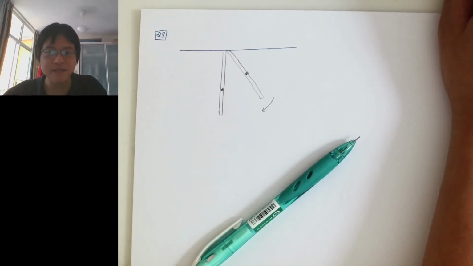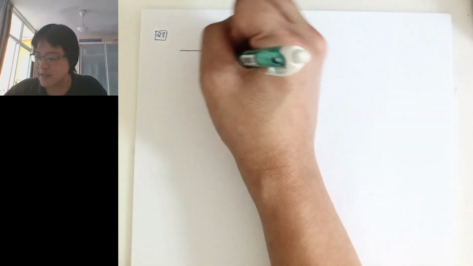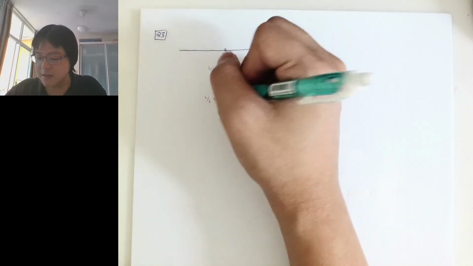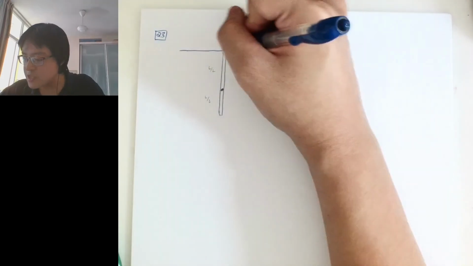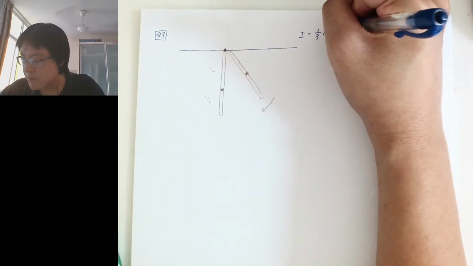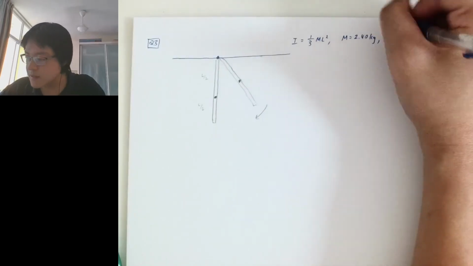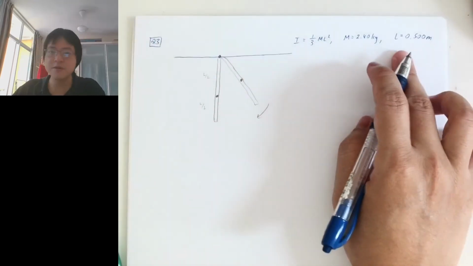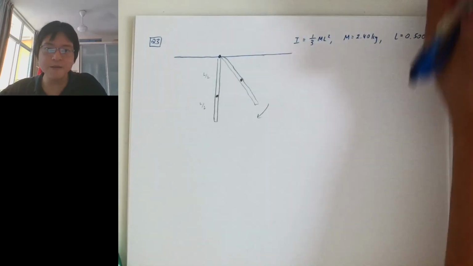I have a rectangle hinged at this point, so it's basically like a rod of length L. This is L half, and this is L half, and the mass is given. If this is a rod, the moment of inertia hinged at the edge is 1/3 mL squared. The mass is 2.4 kg. The length of the whole thing is 0.500 meters, so 50 cm.